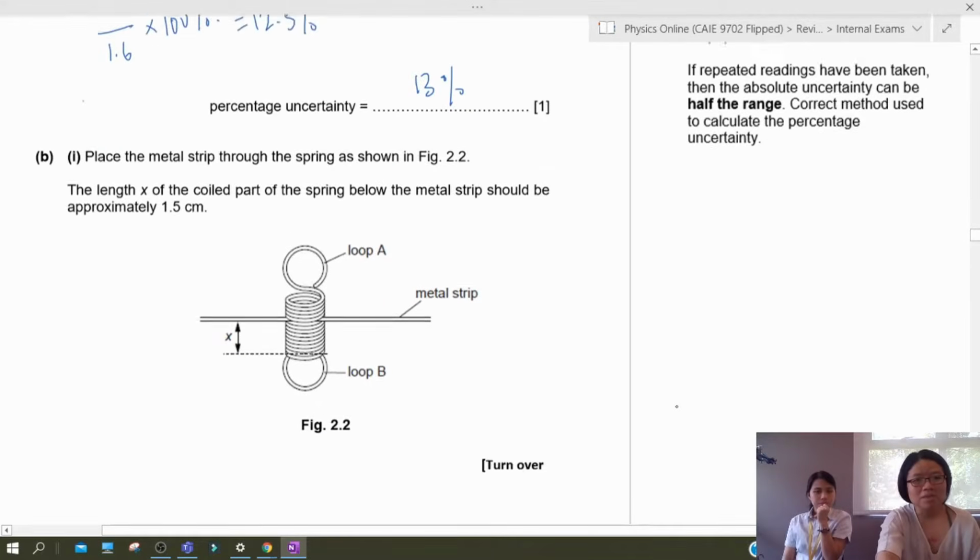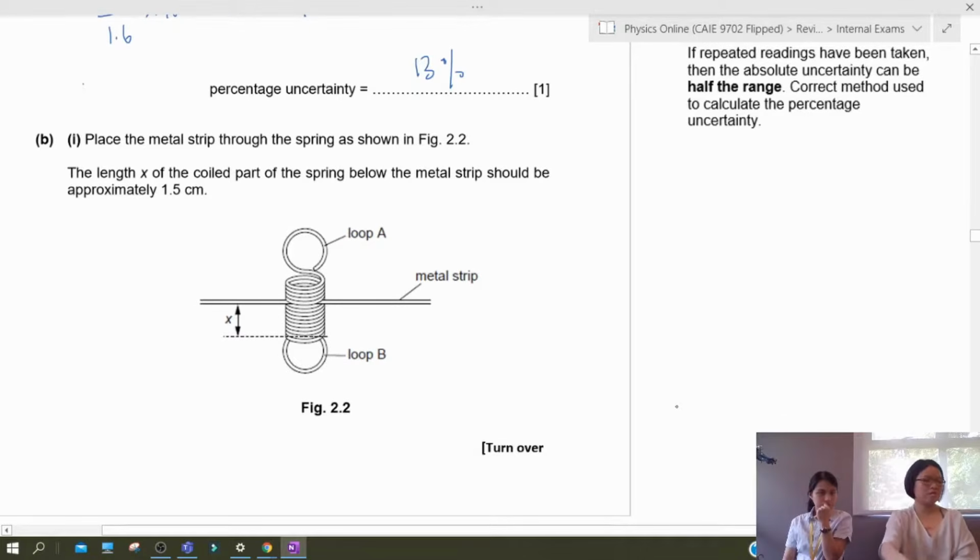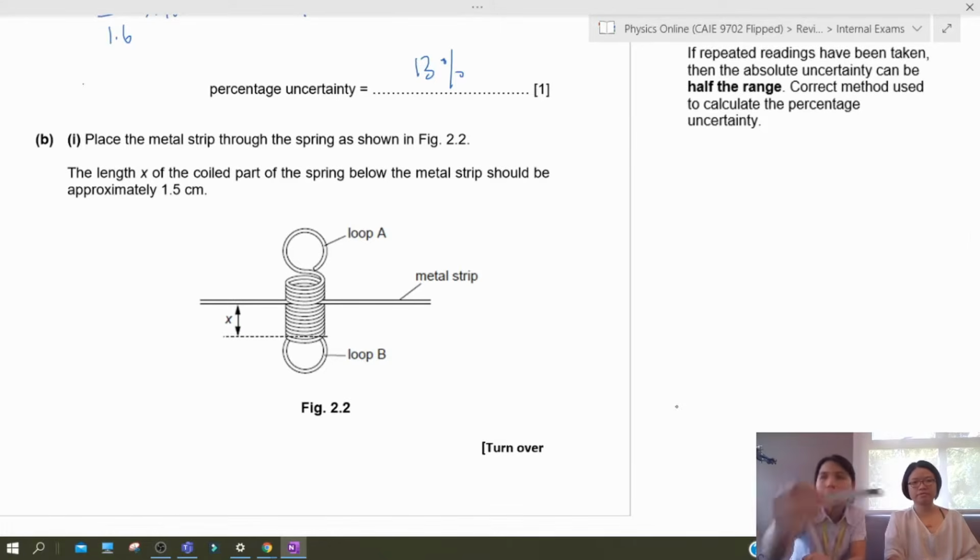Next, place a metal strip through the spring. This one looks like a knife. You see? Too many cameras already, cannot focus. Metal strip, place it in the middle. Now you do, I take the camera for you. It should be approximately 1.5 cm.